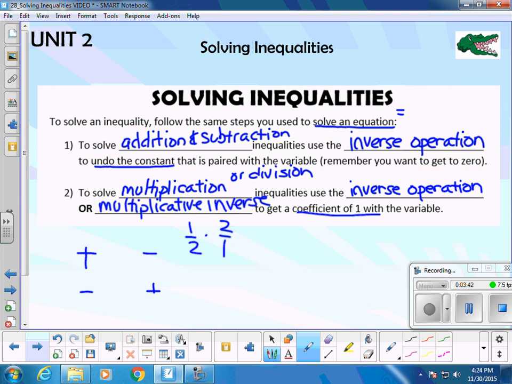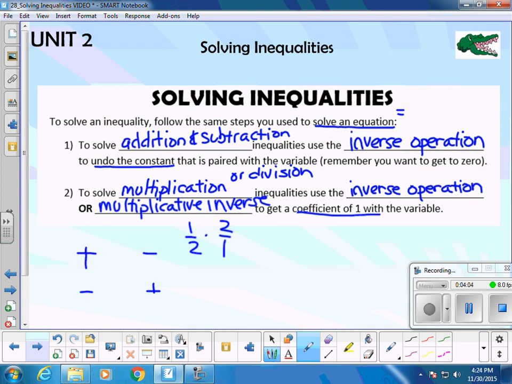So that's the identity property. So that's all we're doing. Same thing that we did when we solved one-step equations. We're using the inverse operation. So if it's an addition problem, we use subtraction. If it's a subtraction problem, we use addition. If it's multiplication and it's just a whole number, then we can divide. If it's division, then we multiply by that number.